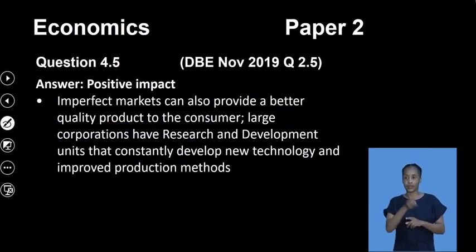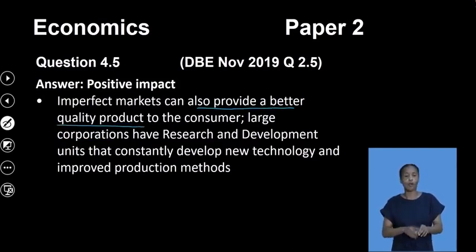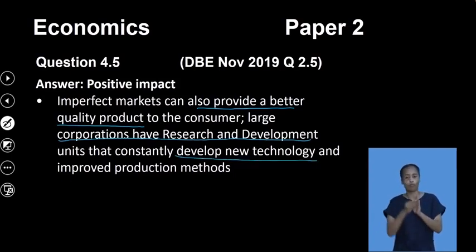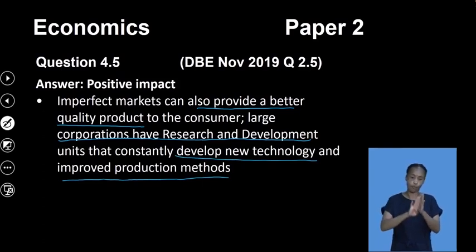Again, let's look at the second one. It says imperfect markets also provide a better quality of product to consumers. Large corporations have got research and development units that constantly develop new technology and improved production methods there. So these guys are able to provide better quality there. That's another positive there. Let's go to the third one.